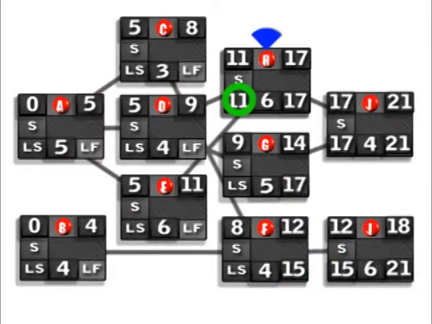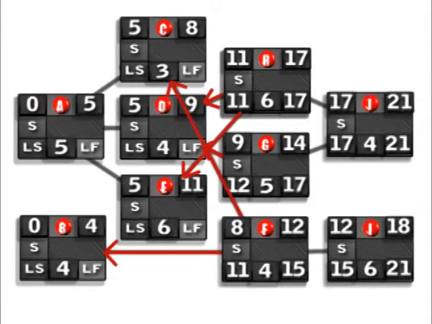17 minus 6 is 11. 17 minus 5 is 12. 15 minus 4 is 11. So now we've got to be a little bit careful because we're back in that situation where we have multiple arrows coming in and out of activities.